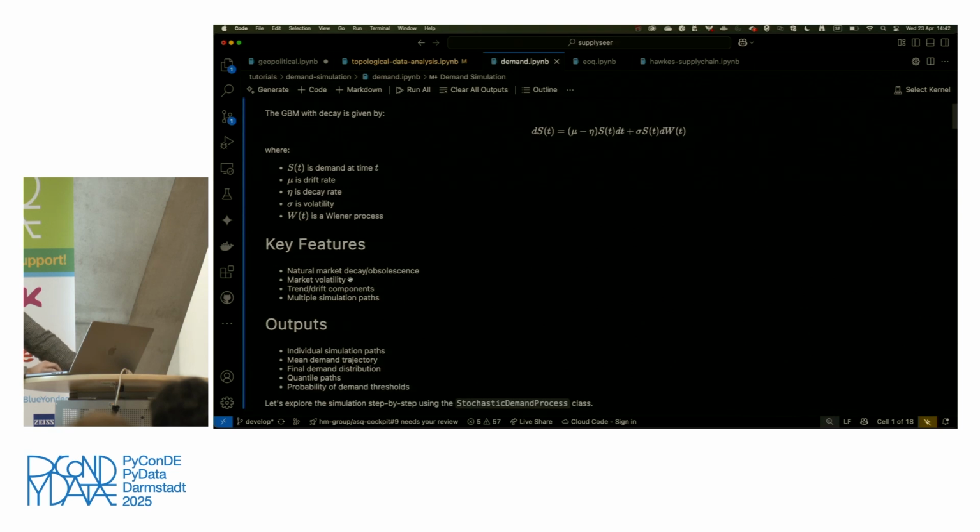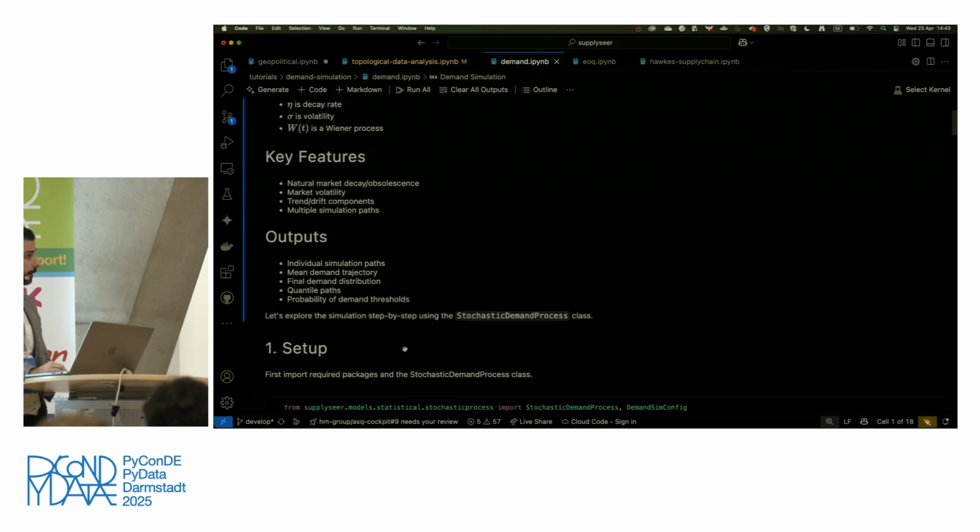The key features just for us are, we're going to assume natural market decay, that people's demand for your product decays over time, that the market is volatile, it's varying, right? We're going to assume a trend and drift component, meaning there is either a positive trend or a negative trend. And we're going to simulate multiple paths. We're not saying there is only one path. We're going to say there is not only one universe. We believe in the multiverse. So we're going to generate multiple universes and see the average path of all these statistical universes. And that's going to give us, we'll look at it.